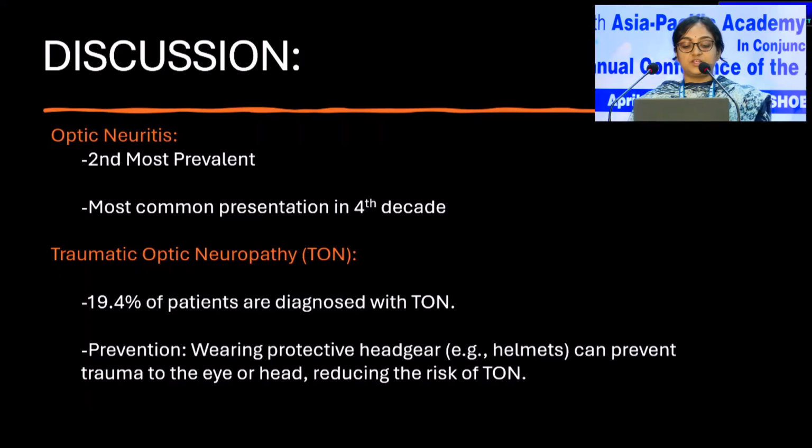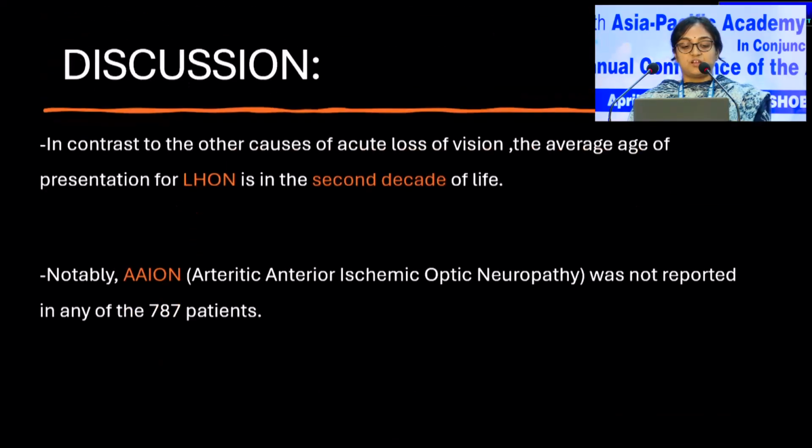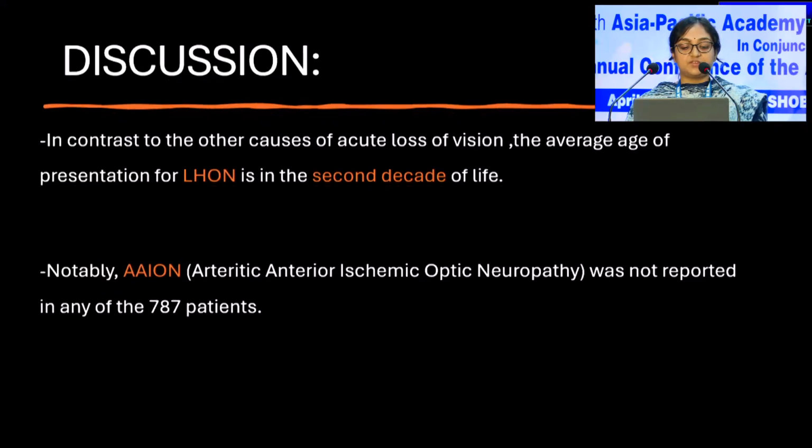Traumatic optic neuropathy was the third most prevalent disease, with 19.4% patients diagnosed with it. In contrast to other causes of acute loss of vision, the average age of presentation of LHON is in the 2nd decade of life. Notably, AION was not reported in any of the 787 patients.